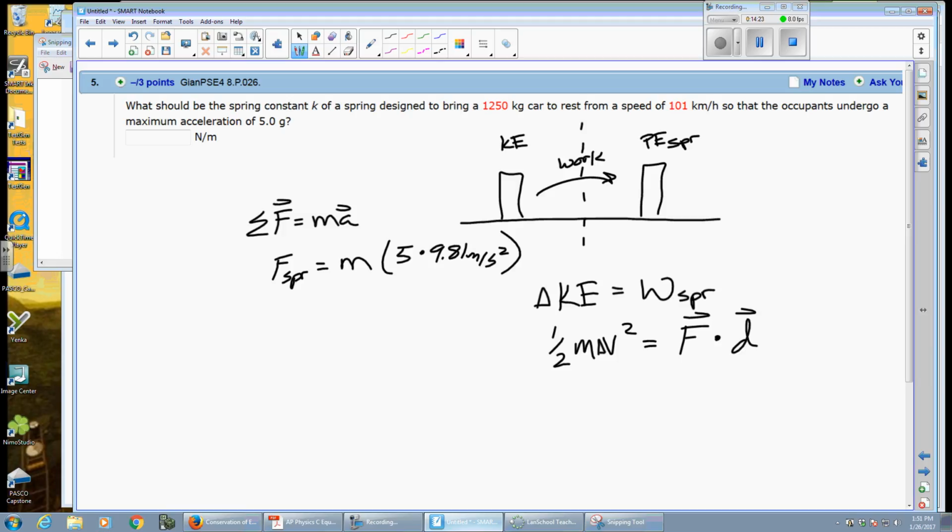That would be work interior to the system. It's changing its kinetic energy. I'm just trying to get my thinking straight. Because the car's got a lot of kinetic energy, we want to take that out of the car and put that into the spring. So I'm thinking of them as the system. And it's the work done on the car that transfers the kinetic energy of the car to the potential energy of the spring.